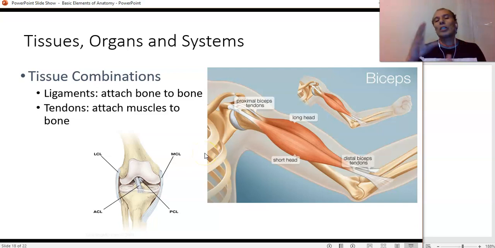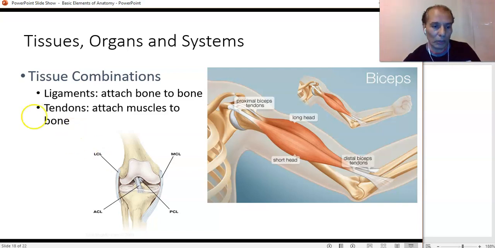Then there are tissue combinations. Out of these four, one kind of combination is a ligament. Ligament comes from the Latin word ligare, meaning to tie. A ligament is like a thread, a very, very tough thread. It doesn't extend or stretch much, but it's very, very tough. And the ligament connects bone to bone.